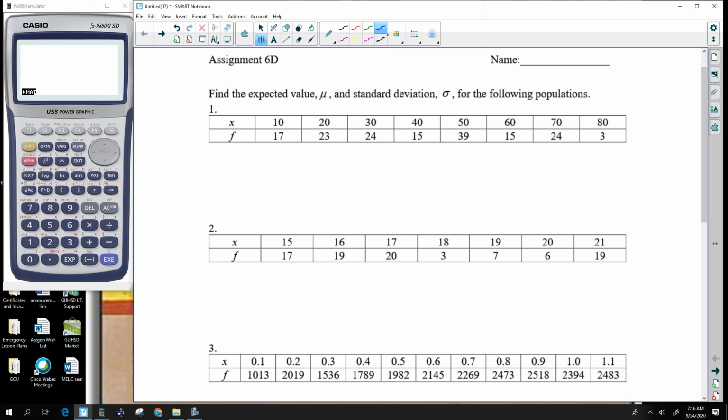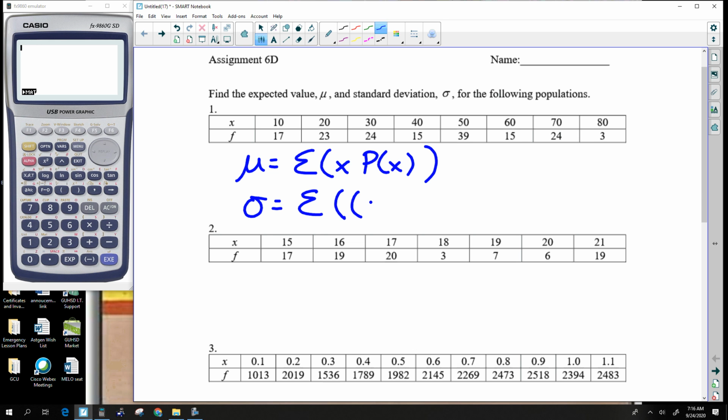For pretty much all these problems, we're finding mu and sigma, which is the expected value and the standard deviation. So mu is the sum of x px, so you need those pieces, and then sigma is the sum, open, open, x minus mu, closed, squared px, closed. All right, so really the only missing piece that we have right now is what the heck is px, and so I'll write it down here in number 2. Px is equal to f divided by the sum of f.